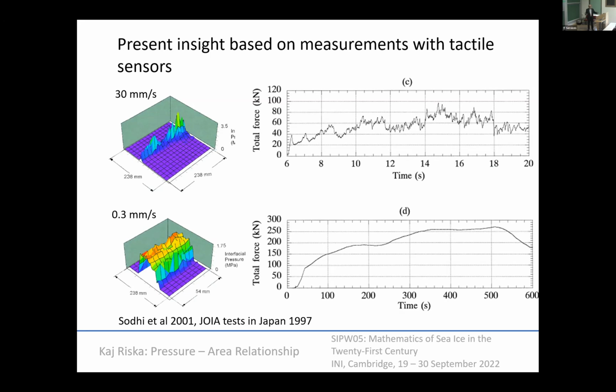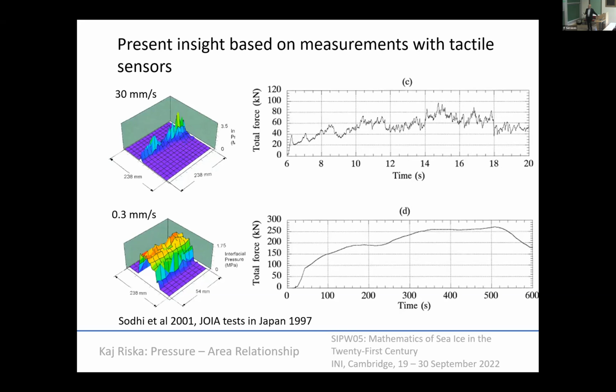You were able to measure an array of 100 times 100 points or something like that, and measure the pressure on those. So tactile sensors revolutionized the whole thing. And here then are results from Sodhi. This is the Joya test in Monbetsu, or close to Monbetsu in northern Japan, in Hokkaido, 1997. And they observed actually that the pressure is like this. At higher indentation speed, it's along a line, like a mountain range along the line. And then at lower indentation speed, it widens this way.